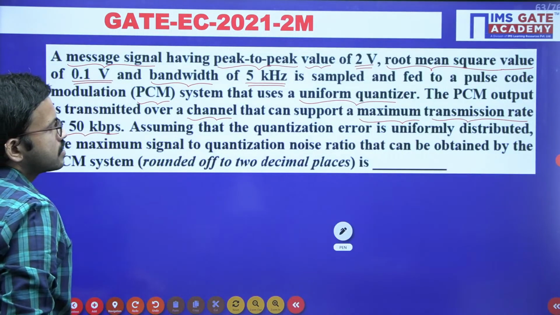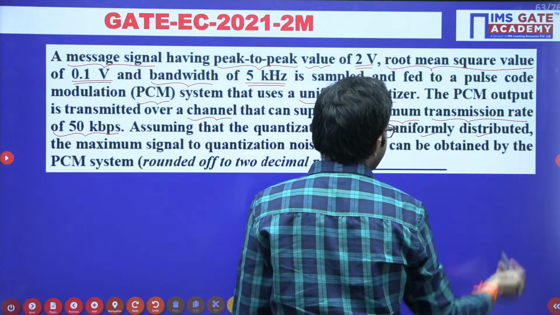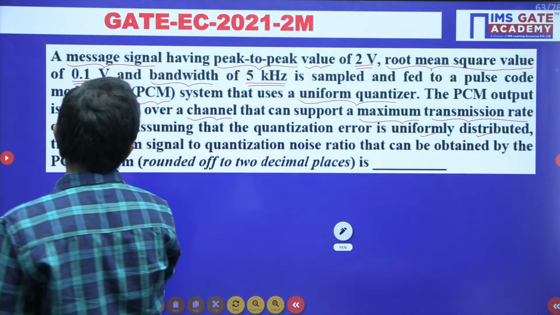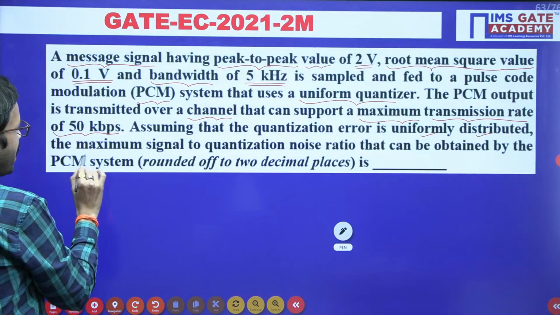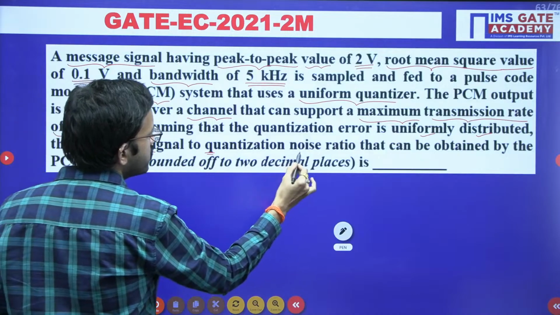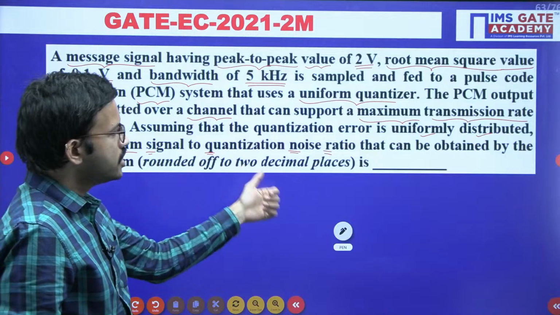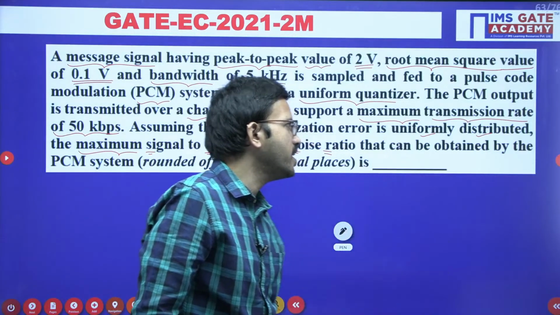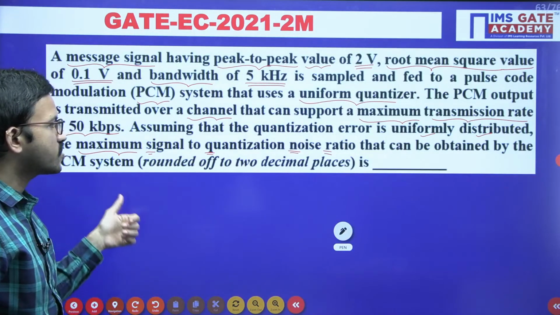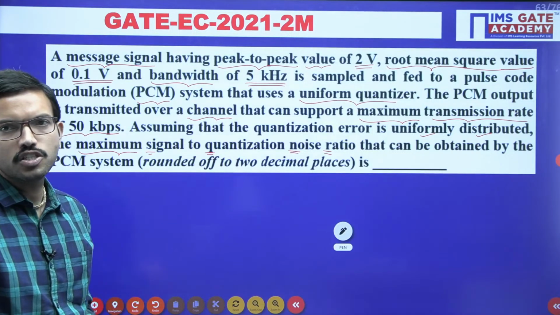Assuming that the quantization error is uniformly distributed, the maximum signal to quantization noise ratio that can be obtained by the PCM system is dash. What is the answer you are going to get? You have to round off to 2 decimal places.